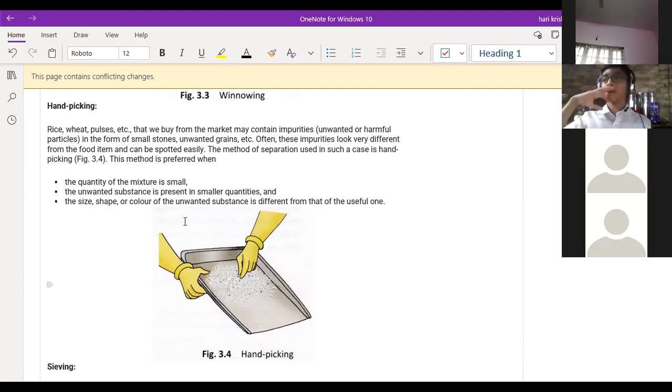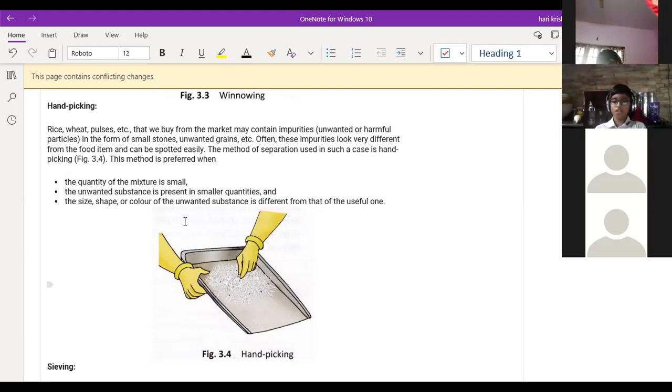Separating the unwanted or the impurity components by using hand is called hand picking. Separating the wasteful components or the unwanted components from the given mixture by using hand is called the hand picking process. So whenever hand picking is possible, we have given the points. Whenever the quantity of the components is small, that is the first one.